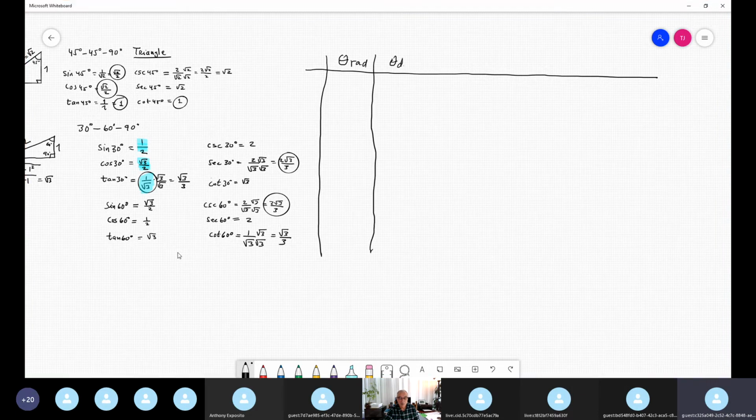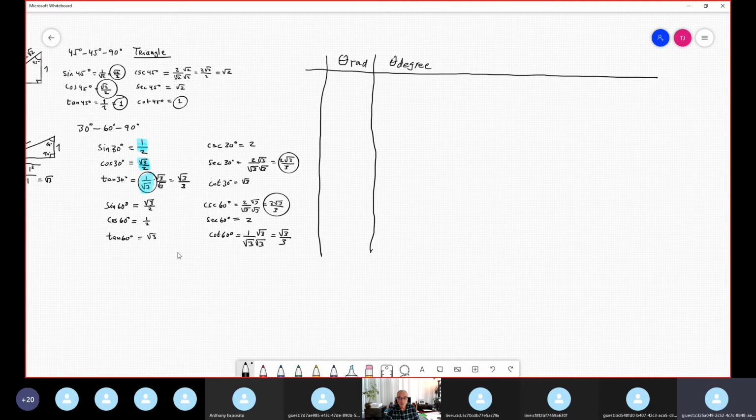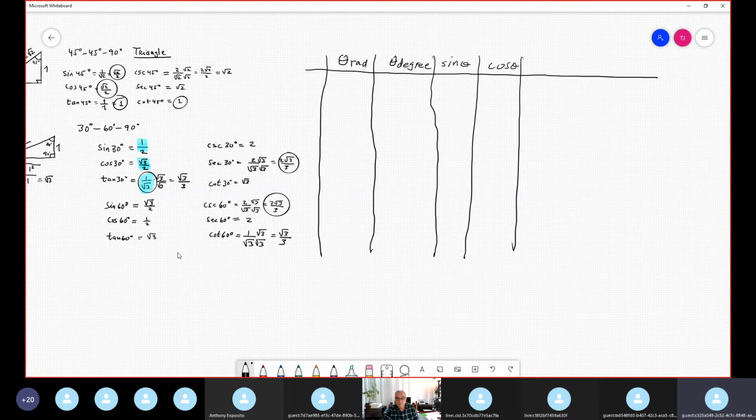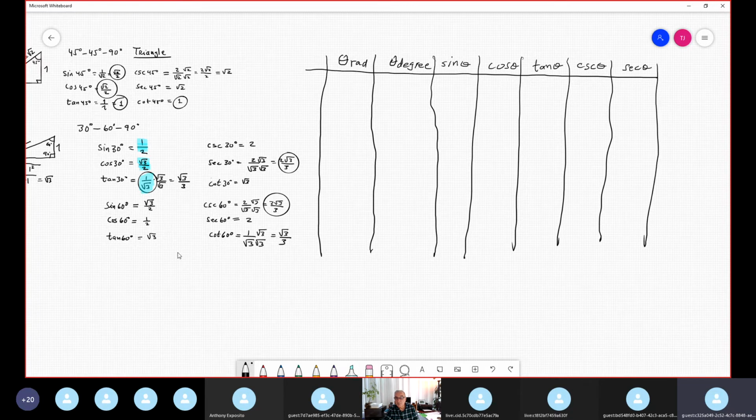Theta in degrees. Don't worry, if we don't finish this table, we continue next time. Sine, cosine, tangent, cosecant, secant, and cotangent.